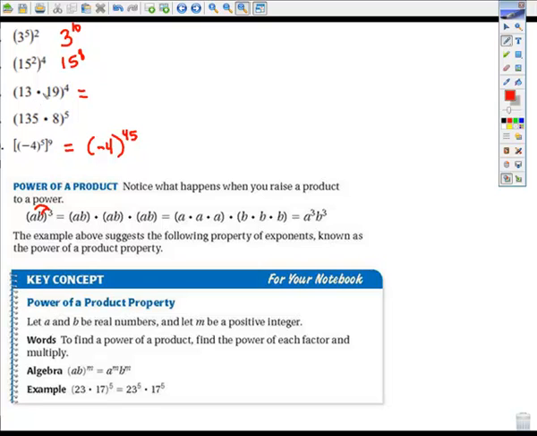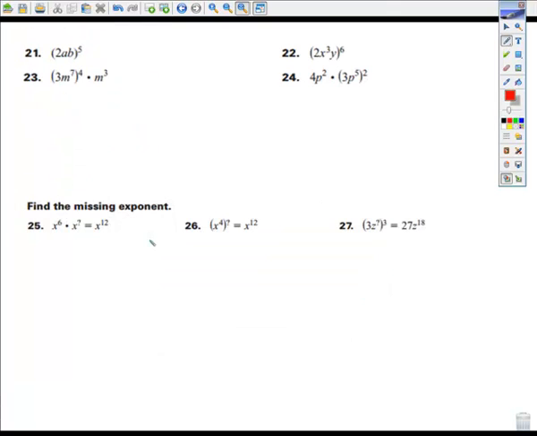So it's going to be 13 to the fourth times 19 to the fourth, and you just leave it that way. Here it will be 135 to the fifth times 8 to the fifth. And we're leaving it. That's the power of a product. We're going to do a couple more over here.